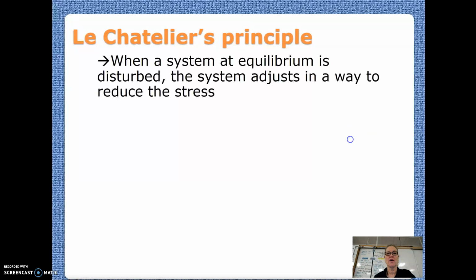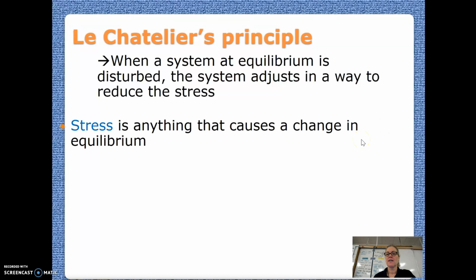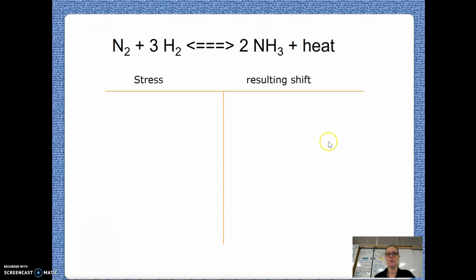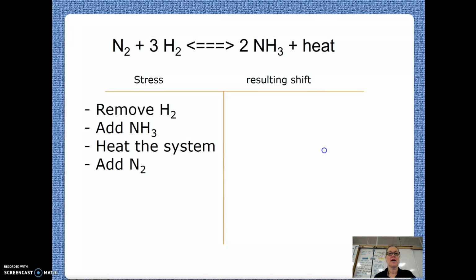Reviewing Le Chatelier's principle: it applies when a system that's at equilibrium is placed under a stress. Keep in mind what those stresses can be. They can be things like heating and cooling, adding a product or a reactant, removing something, or changing the pressure. According to Le Chatelier's principle, when you add a stress to a reaction, that's going to cause a resulting shift, because your system will readjust to counteract the stress.